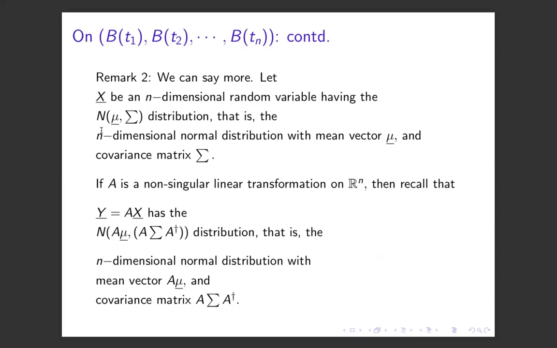We could have said more about the nature of the distribution of Y also. The only thing is A mu is very simple here. Since mu is 0, A mu is also 0. What is this? The covariance matrix of Y.